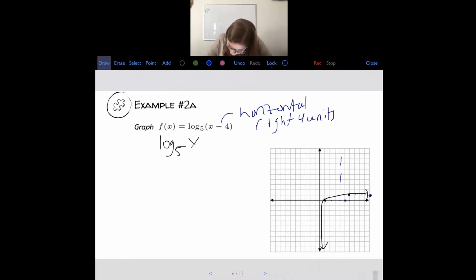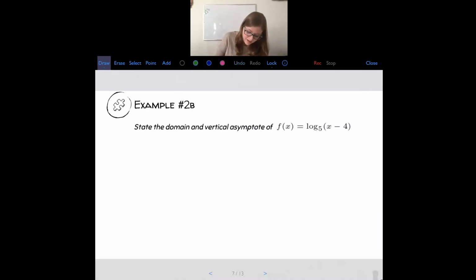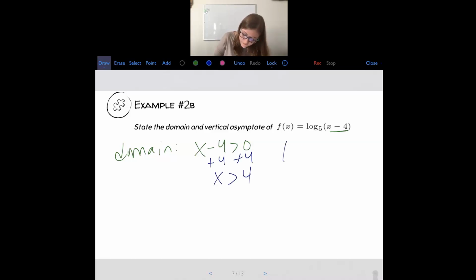Okay, so here's our asymptote, the line that's never going to cross. And here's what the graph looks like in blue. Okay. So state the domain. So for domain, we set what's inside to be greater than 0, and then we solve. So we add 4 to both sides, so this gives us x greater than 4. In interval notation, that's 4 to infinity.